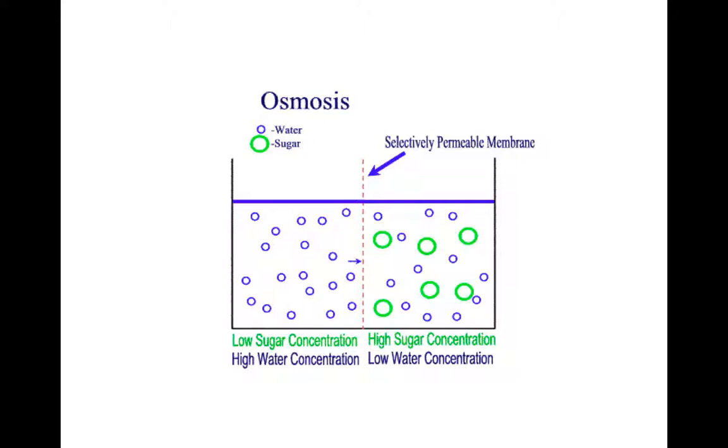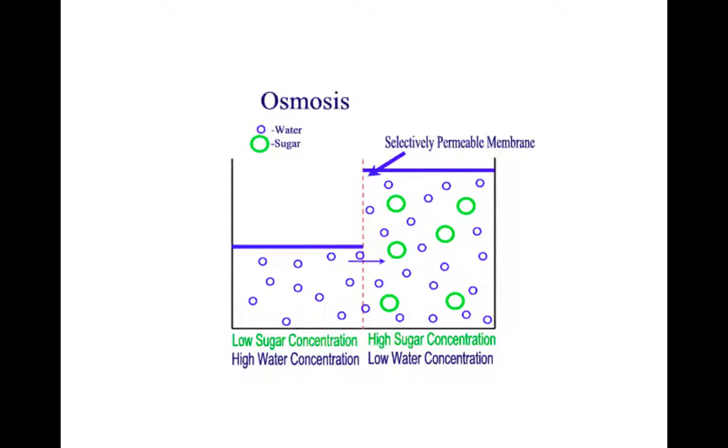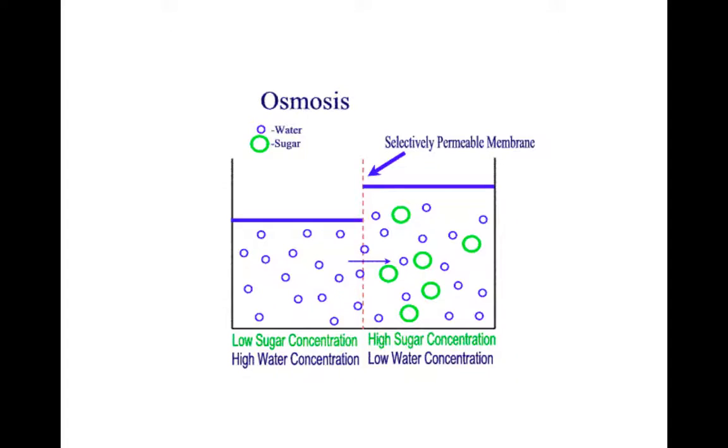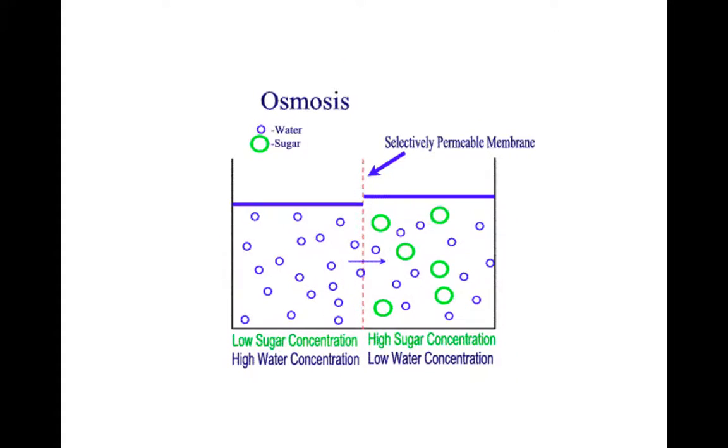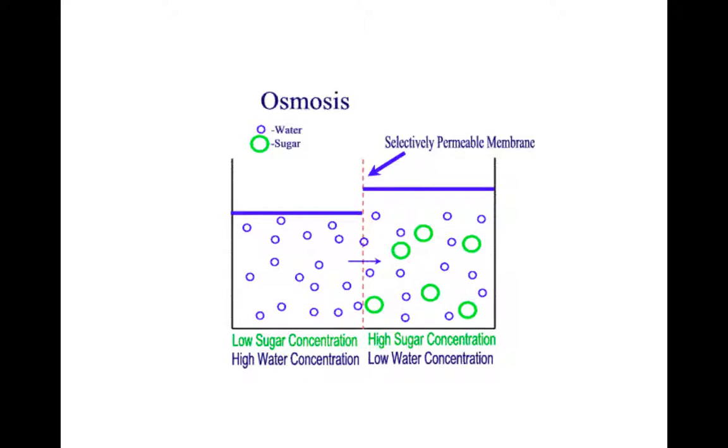Osmosis is a special type of diffusion that happens with water. Watch as the water molecules on the left side move across the selectively permeable membrane until there's an equal amount of water concentration on each side.